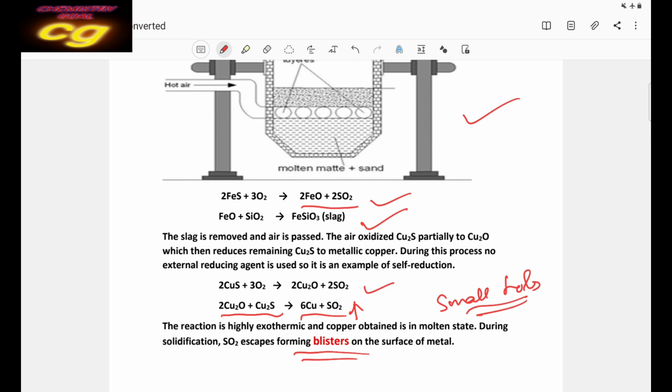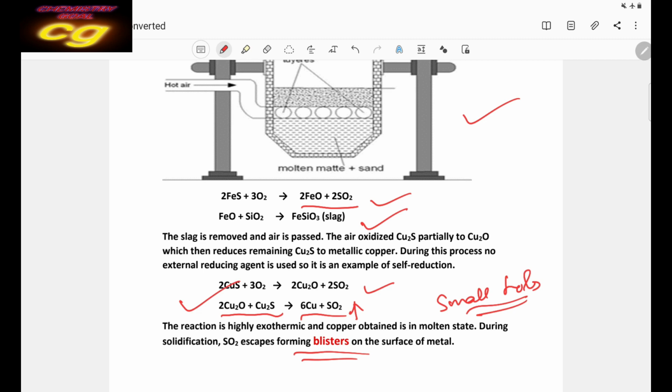So the first thing is we have to convert the copper pyrite to copper sulfide and iron sulfide by the dissociation method, then roasting, then smelting. During smelting, the main objective is to remove the iron oxide from the copper pyrite, because we have to collect the copper, not iron. So the iron oxide is removed as iron silicate in the form of slag. Then the unreacted copper sulfide and the converted copper oxide both get heated, and due to self reduction, copper is formed. This step is a very important reaction.